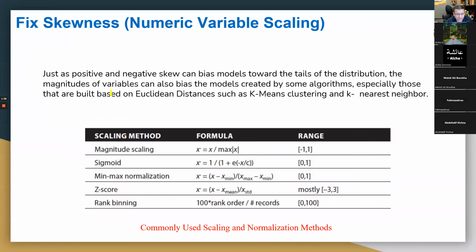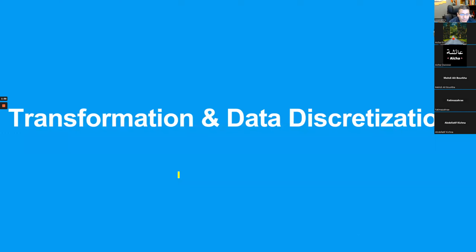Okay, so yeah, this is some of the scaling techniques. We could do a mean magnitude scaling, sigmoid scaling, min max normalization, z-score ranking, binning. These are some of the techniques that you could use to unskew or to fix the skewness of your data.